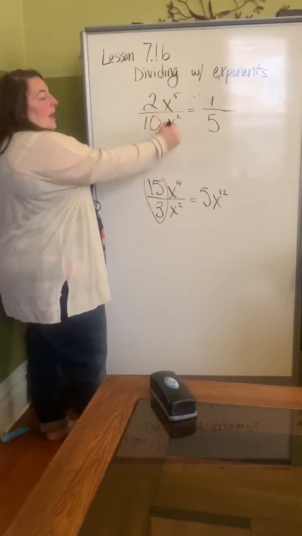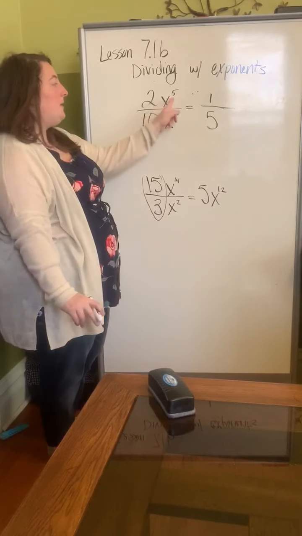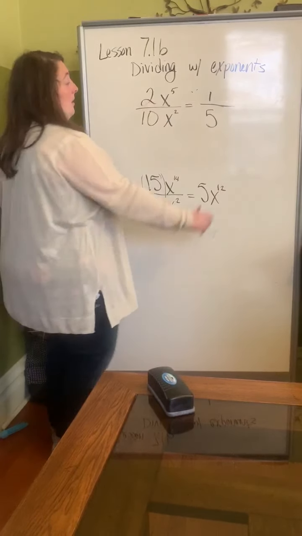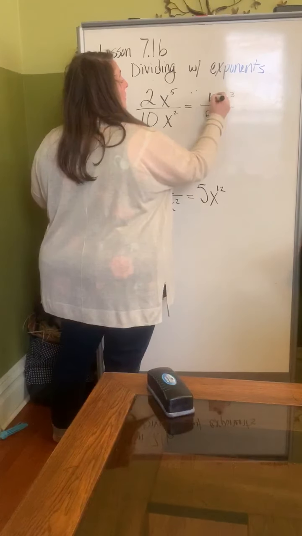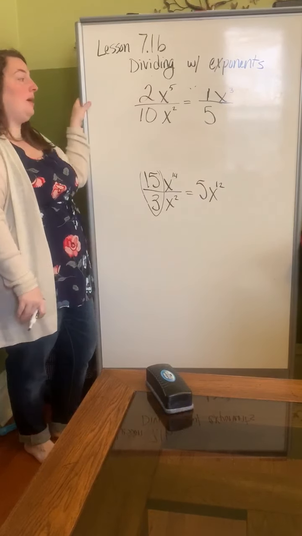Now, what do I do with my x's? Do they go on the top? Do they go on the bottom? Well, if your exponent is positive, so 5 minus 2 is a positive 3, you put the x to the 3rd at the top, and the 5 stayed at the bottom, okay?